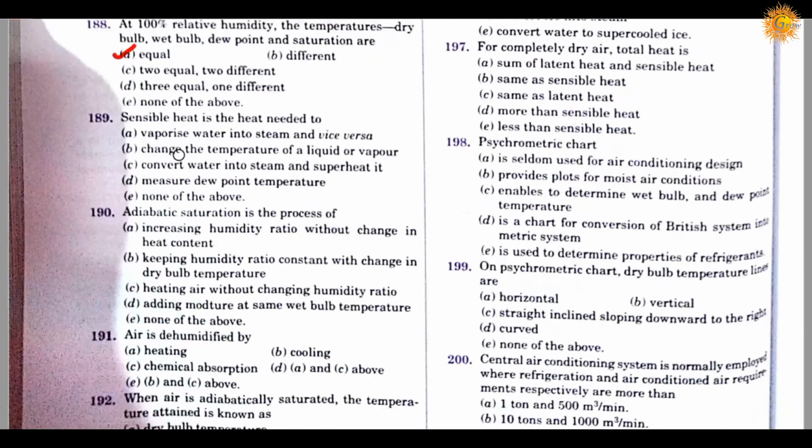Okay. Question number 189. Sensible heat is the heat needed to option A vaporize water into steam and vice versa, option B change the temperature of a liquid or vapor, option C convert water into steam and superheat it, option D measure dew point temperature, option E none of the above. Correct answer is B, it will change the temperature of liquid or vapor.